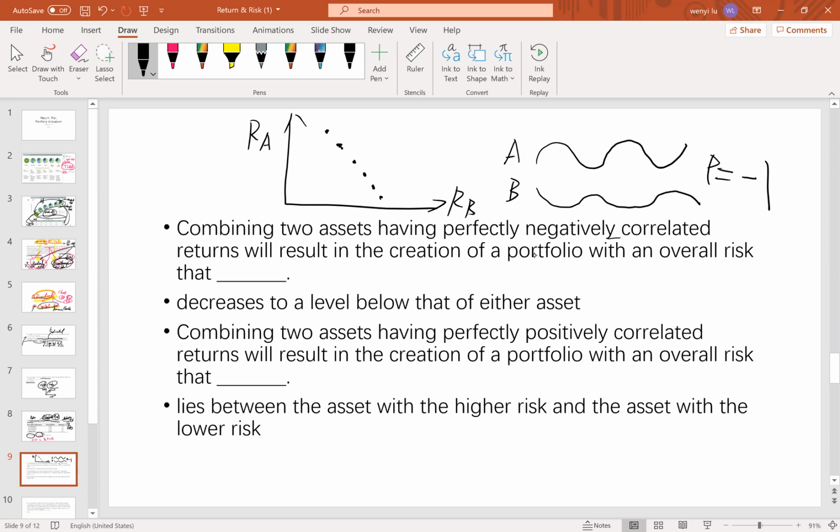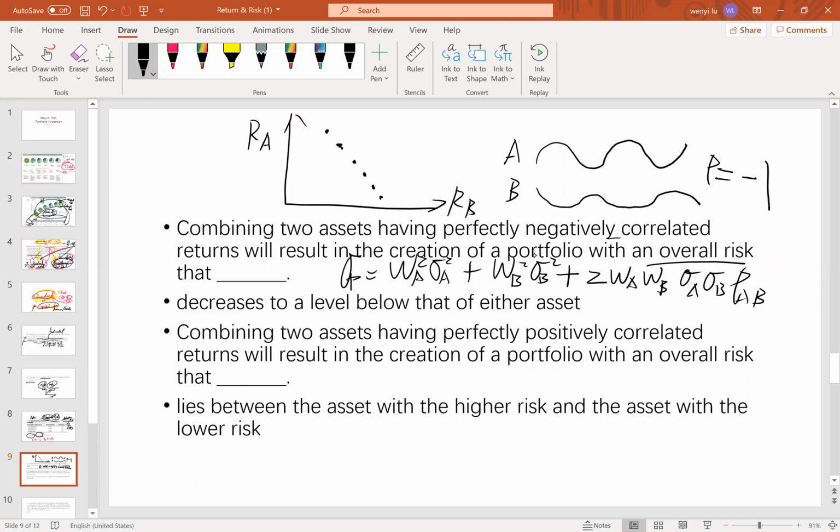So here you can see our portfolio's return will equal to the WA sigma A. Sorry, we measure risk, we don't measure return. We need to measure overall risk. Let's see how to measure risk. So portfolio's risk equals the WA sigma A square, plus WB sigma B square, plus 2 WA WB sigma A sigma B, then we have the rho AB.